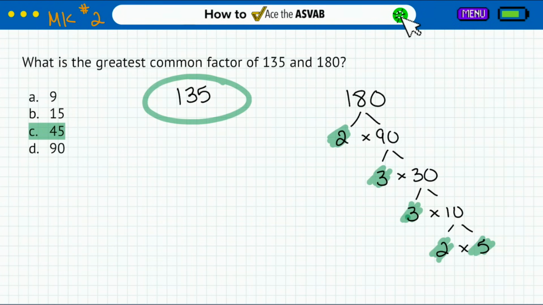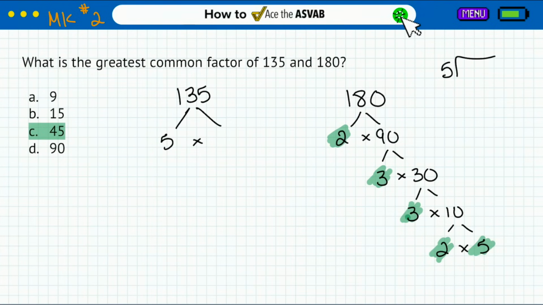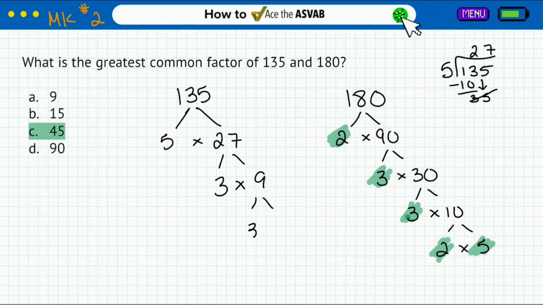Let's now look at 135. Let's break that down. Because it ends in a 5, I know it's divisible by 5. So I'm going to say 5 times what? Well, I can do some long division real quick, going into 135. We see that 5 into 13 is twice. Then we have 5 into 35, and that's 7, a clean 7. So that'll be 5 times 27. 27 is going to be 3 times 9, and 9 is the same as 3 times 3. So there are my factors here: 5, 3, 3, and 3.